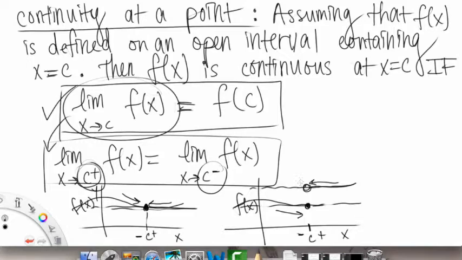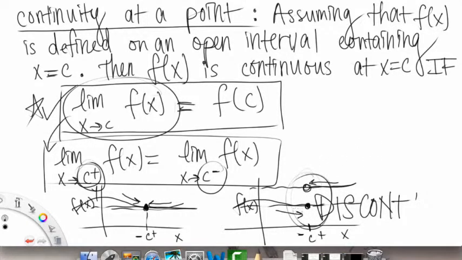The limits from each side do not agree, so that means the limit as x approaches c of f of x doesn't even exist. So this is definitely going to be discontinuous, all right? And just in more detail, for this one that I just drew, I'll make the graph bold. Here's the graph coming from the left, here's our point, and then it continues on in this direction, okay? This is called a jump discontinuity.